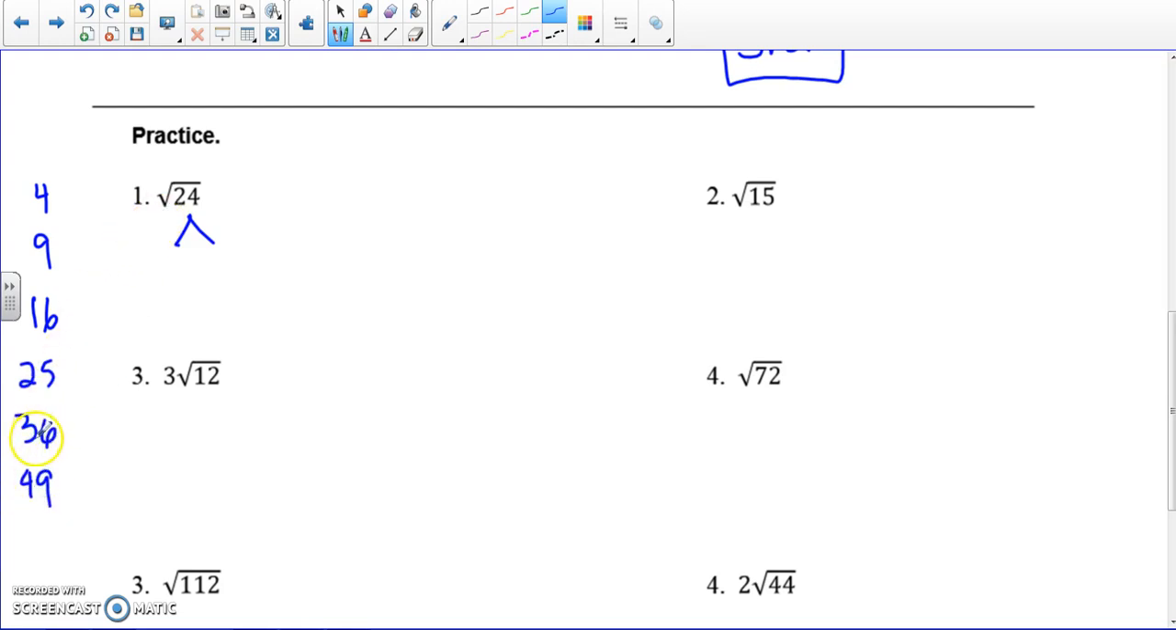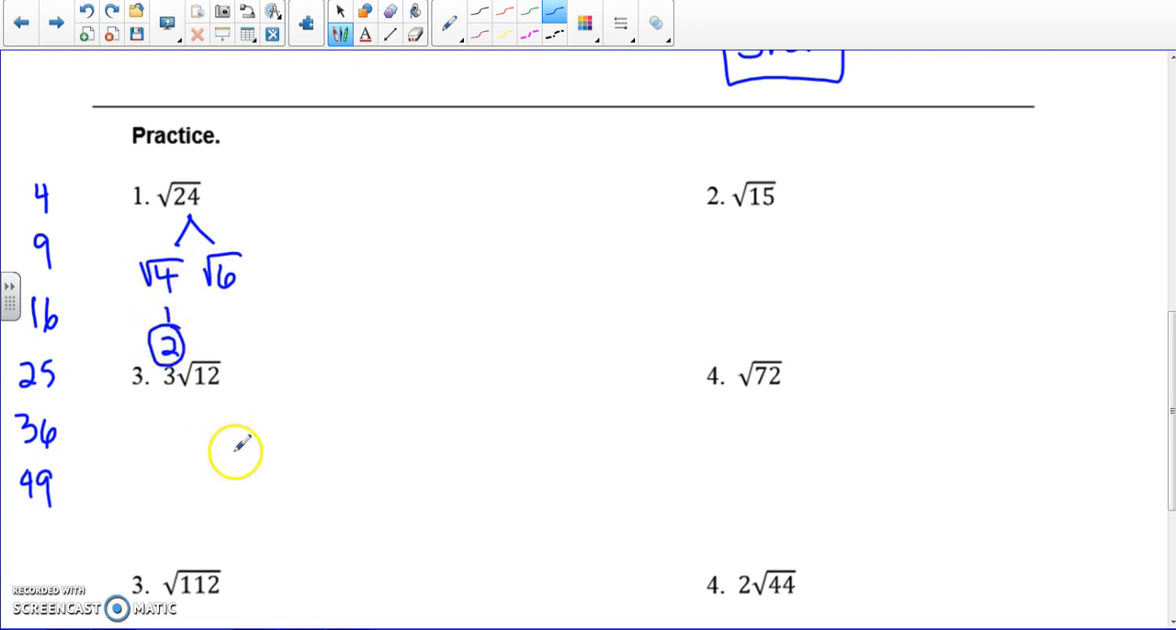49, too big. 36, too big to go into 24. 25, too big. 16, it doesn't go in evenly. It's not big enough. 9 doesn't go in evenly. 4, however, there's our winner. We can break 24 into 4 and 6. All right, the square root of 24 is the same thing as the square root of 4 times the square root of 6. Again, notice I didn't lose track of those radical signs. All right, we know the square root of 4 is just 2.